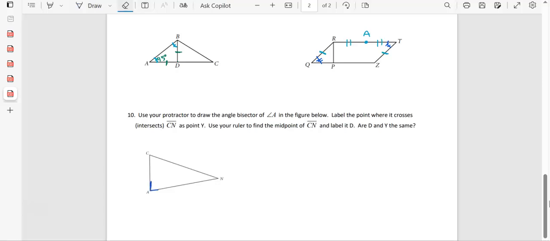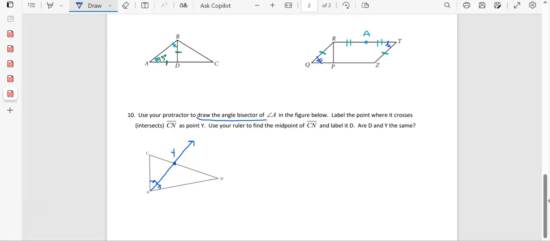And what I would do is put my protractor in the middle, and whatever the angle measure happens to be, then I would divide that by 2, and then I would go ahead and find that middle amount. So I'm going to draw that ray, pretending again that I have created 2 congruent angles, and again I'm going to label them as such, because if I'm drawing the angle bisector, I need to label that as the angle bisector. The point where it crosses segment CN, I'm going to label as point Y.